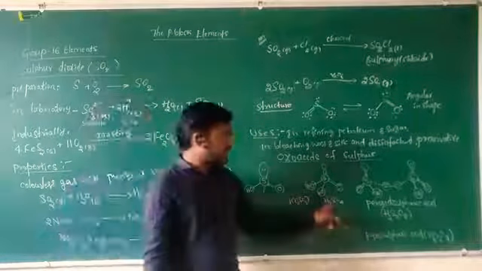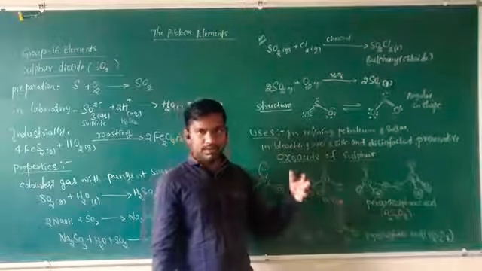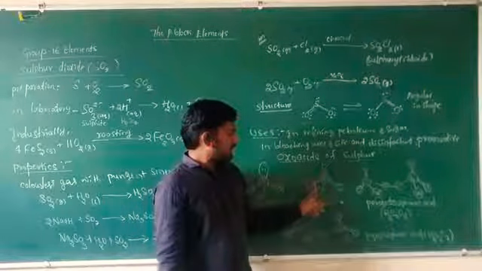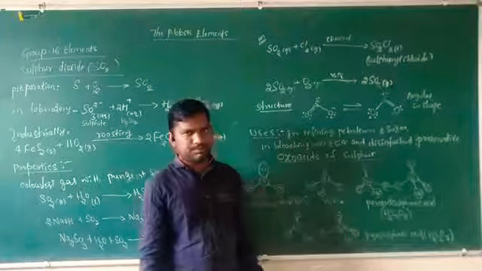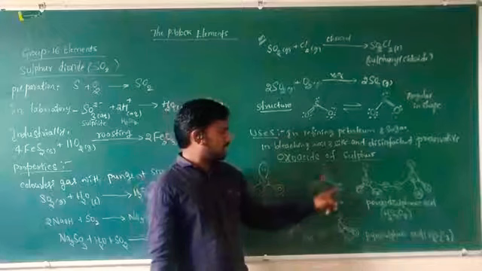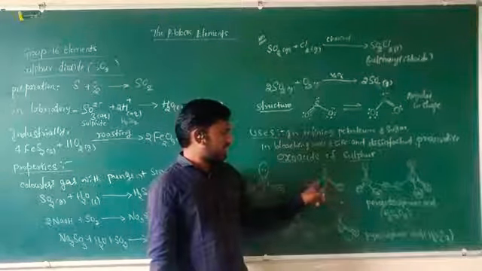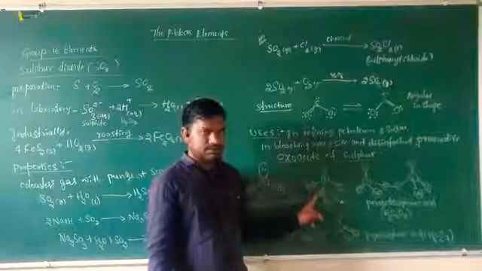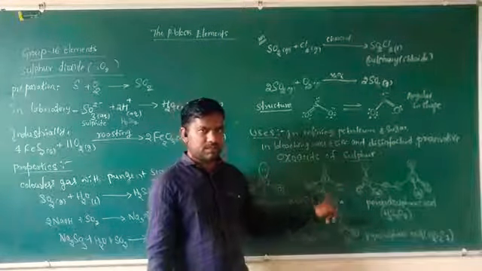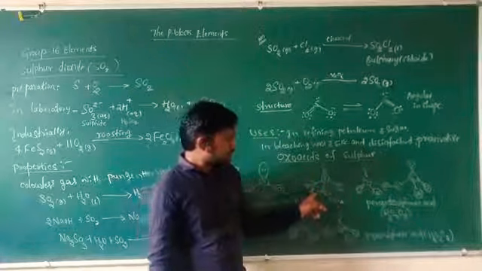H2SO3 is a very familiar one. Then H2SO4, sulfuric acid, is H2SO3 plus 1 oxygen. It has two double bonds and two single bonds: two oxygen double bonds and two OH bonds. How many OH are present in sulfuric acid? Two OH.